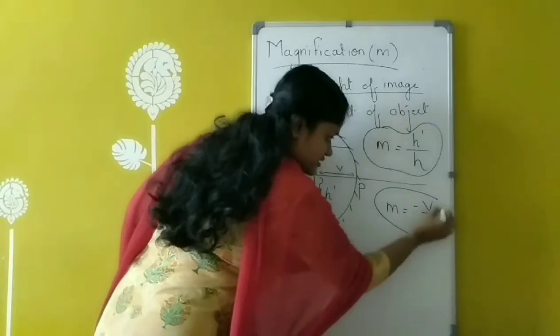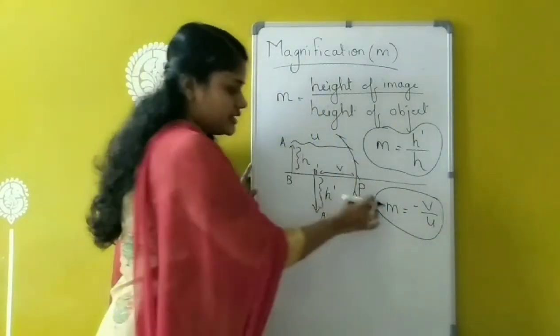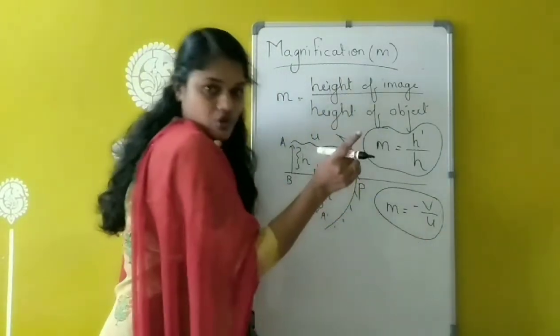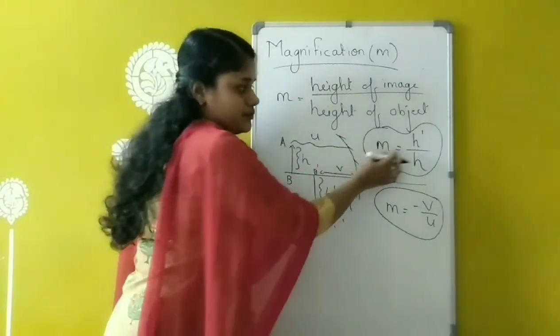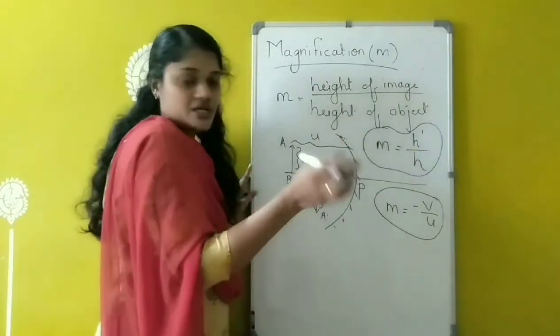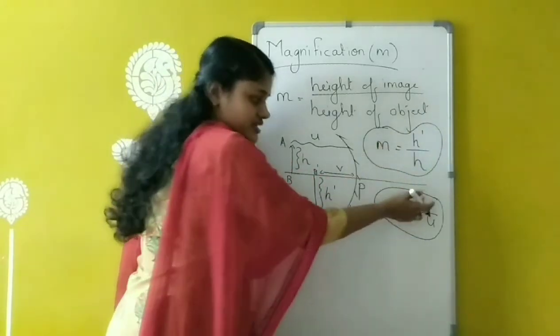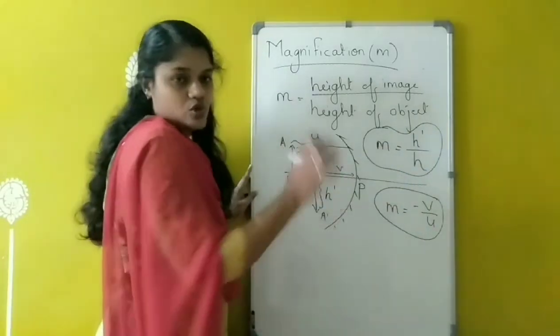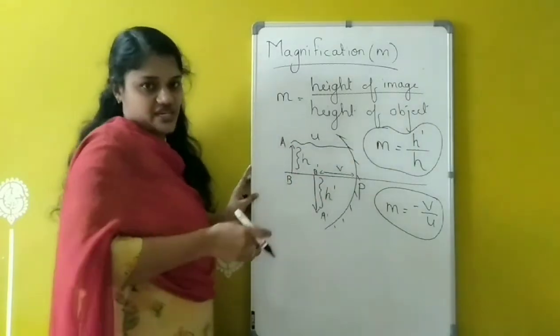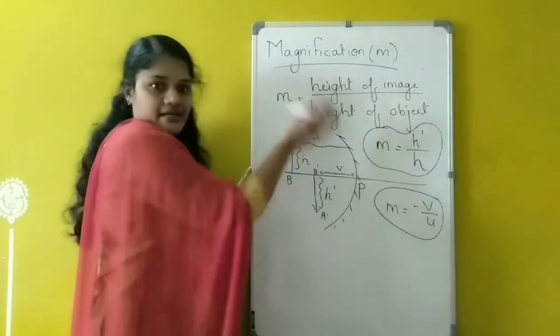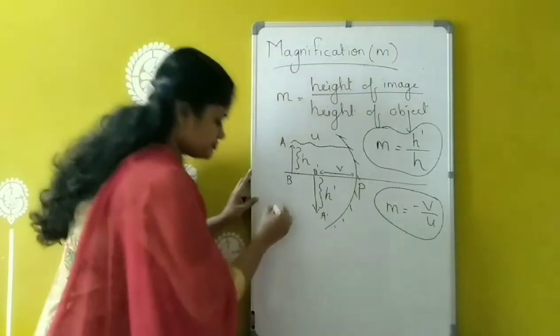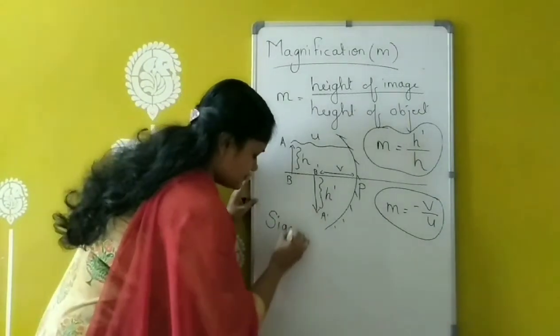No derivations are there. You just learn this formula by heart. m equals minus v by u is one formula for magnification. Another one is m equals h dash by h. Suppose the height of the object and the height of the image are given, you can use this formula. Suppose v and u are given, you can use the other formula. Both formulas are for magnification. Then we have to apply sign convention in magnification.